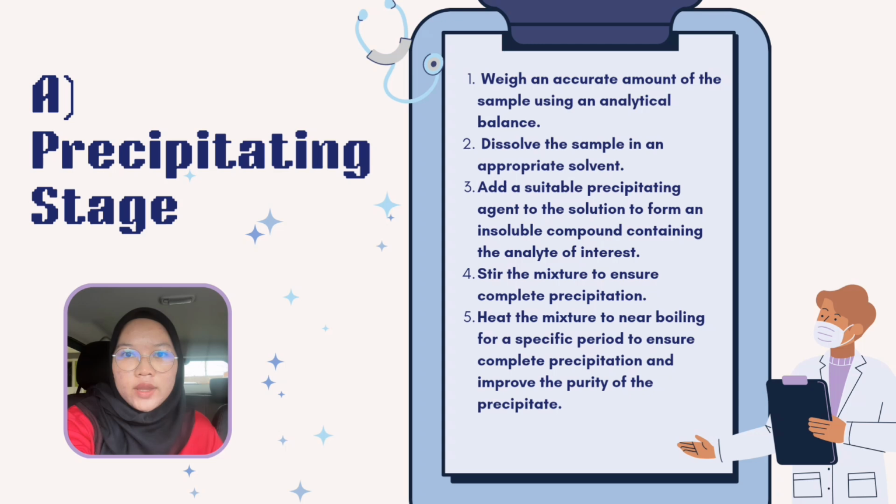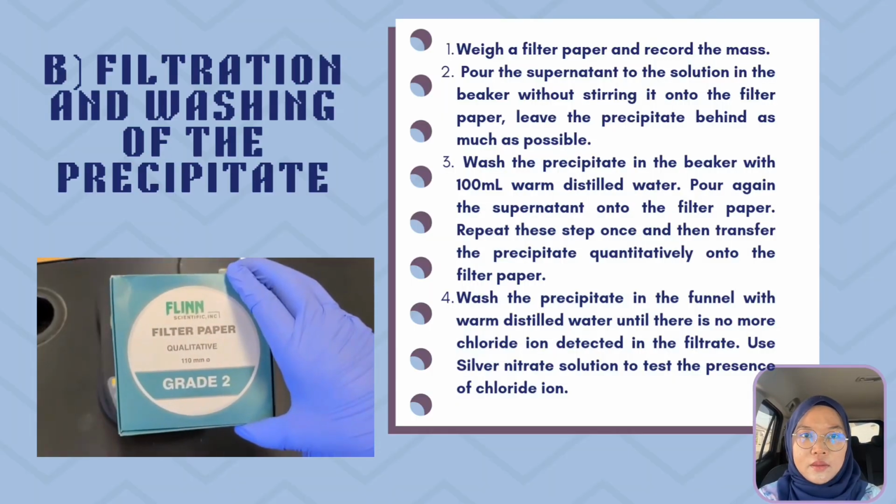First, weigh an accurate amount of the sample using an analytical balance. 2. Dissolve the sample in an appropriate solvent. 3. Add a suitable precipitating agent to the solution to form an insoluble compound containing the analyte of interest. 4. Stir the mixture to ensure complete precipitation. And 5. Heat the mixture to near boiling for a specific period to ensure complete precipitation and improve the purity of the precipitate.